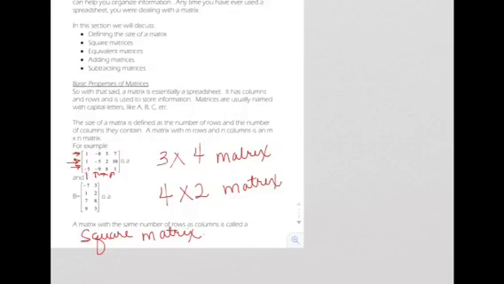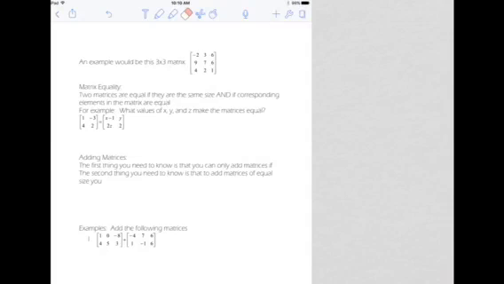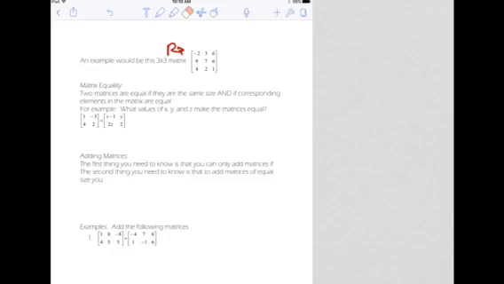Moving on to the next page and zooming in. This matrix is an example of a square matrix. It has 3 rows, left to right. This is row 1, this is row 2, and this is row 3. So it's got 3 rows and 1, 2, 3 columns, so this is a 3 by 3 square matrix.